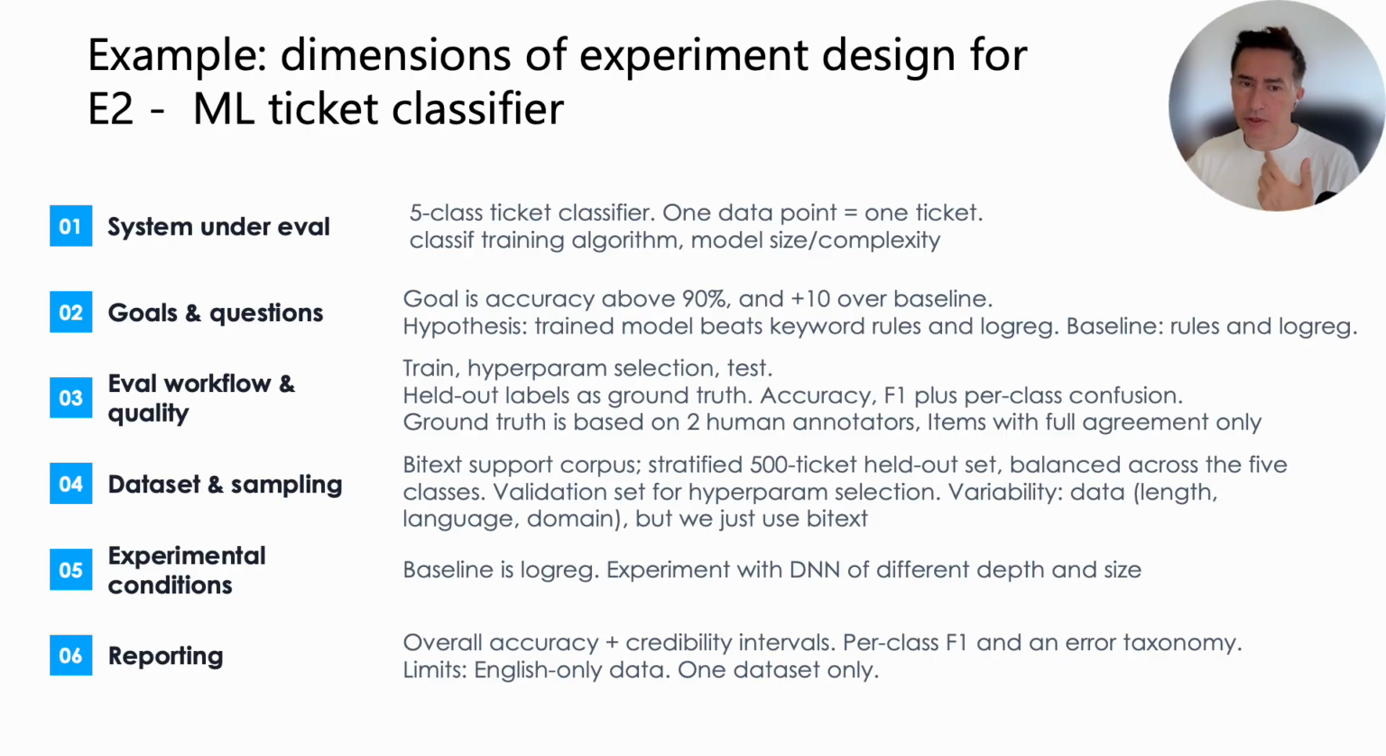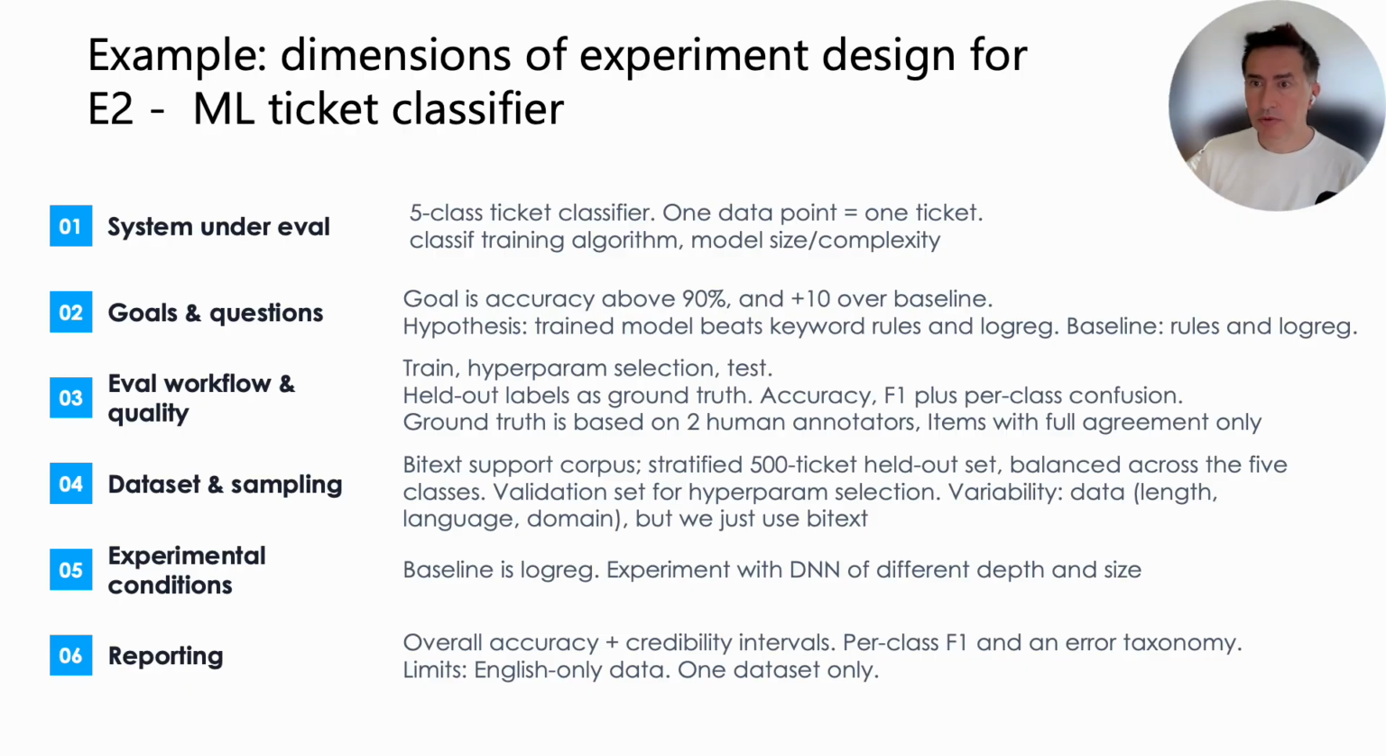In terms of the evaluation workflow, we train the model, we select hyperparameters on the validation set, and then at the end we run the numbers on the test set. We focus on the accuracy, which is our main target metric. We also measure F1 and a per-class confusion matrix to understand better where and when our system failed.